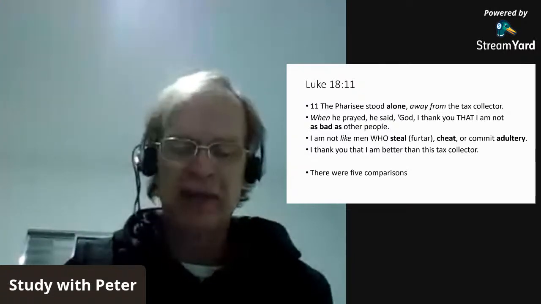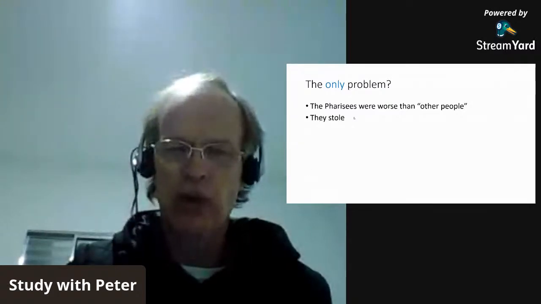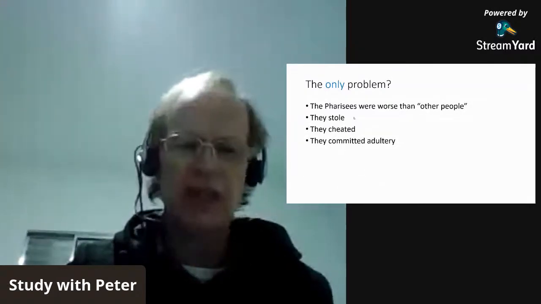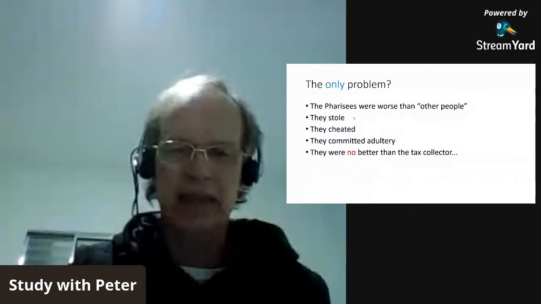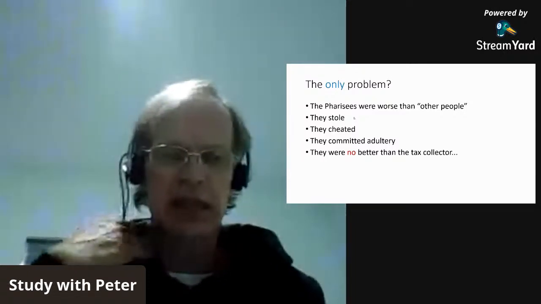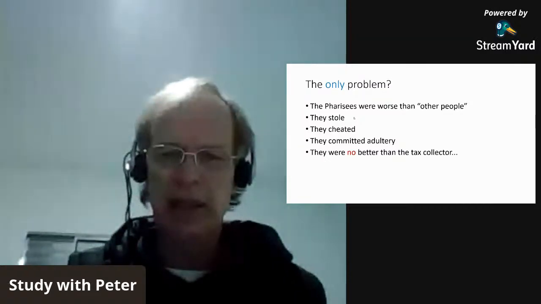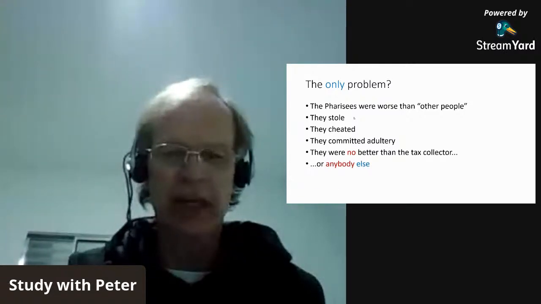So very interesting. Now, the only problem, this is one of the key words, única, in this case, único problema. The Pharisees were worse than other people. They stole, they cheated, and they committed adultery, and they were no better than the tax collector. And this is common knowledge. And I mentioned this to one of my students this week, conhecimento comum, I guess, in Portuguese. Everybody knew this in the Jewish culture. And if you read Josephus, he mentions that the religious class was corrupt, terribly corrupt. They were no better than the tax collector or anybody else.